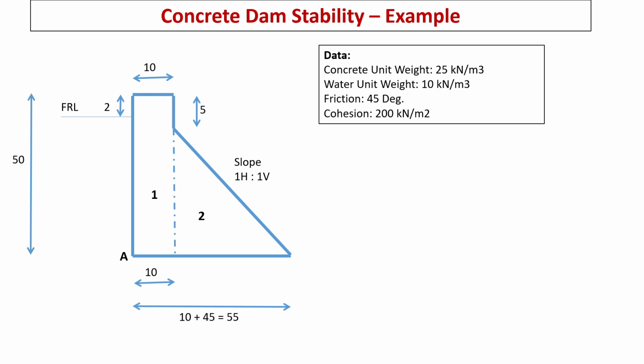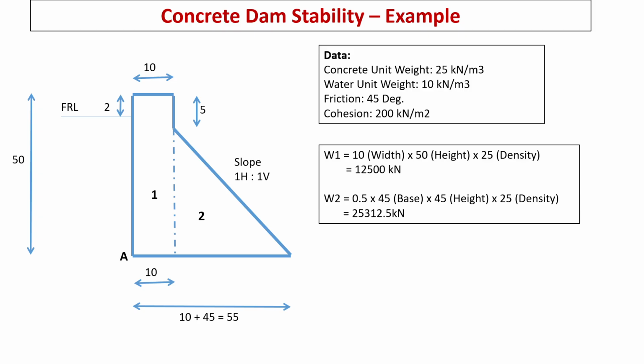Here we have divided the whole body into two parts, that is, one is rectangular portion and other is triangular portion. First is to estimate weight. Then there are moments about either toe or heel. If you do about any point, the stresses will come same. For this problem, we will take moments about heel, that is point A.